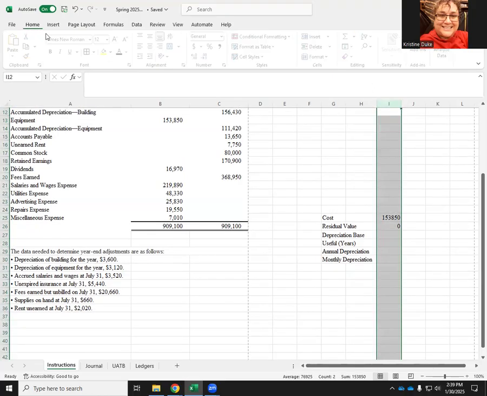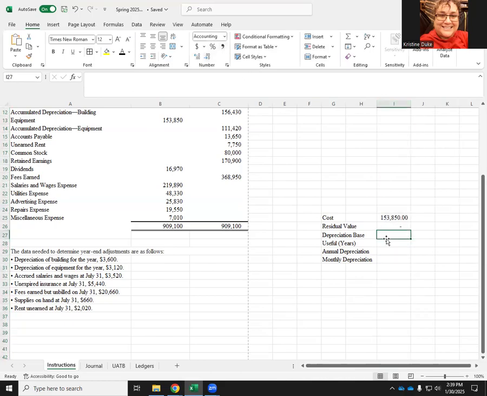I'm going to come up here and make this pretty because I like pretty. I take my cost minus my residual value. That's my depreciation base. My useful life, let's say, is 10 years. So we're going to go 10. My annual depreciation becomes that amount. So basically I take my depreciation base divided by my useful life. Here's my annual depreciation right here. Easy. Now, for monthly depreciation, I'm going to take that annual and divide it by 12. Now, I'm assuming this is a monthly.